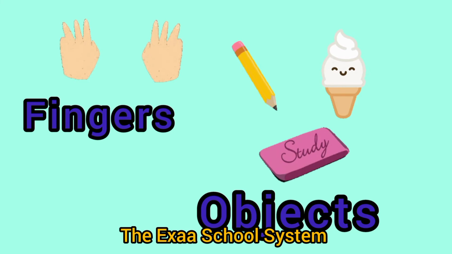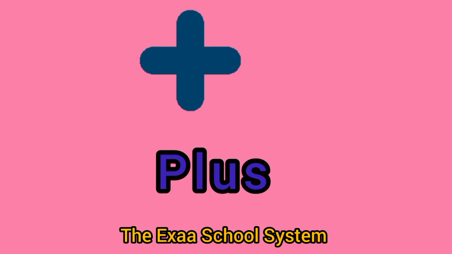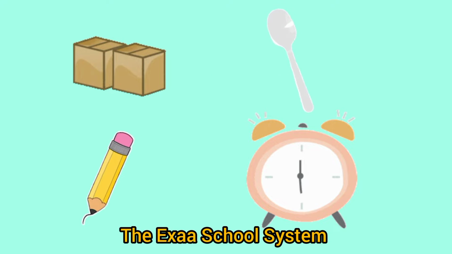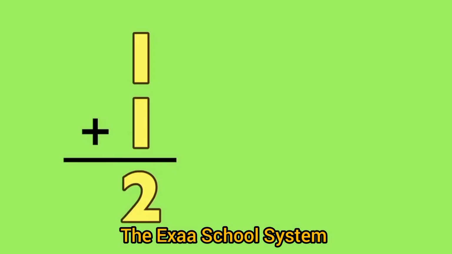We will do counting by using fingers and objects. This sign is a plus that used for addition. This is equal. It means a result of counting. Now let's learn the addition with the help of objects. 1 plus 1 equals 2.